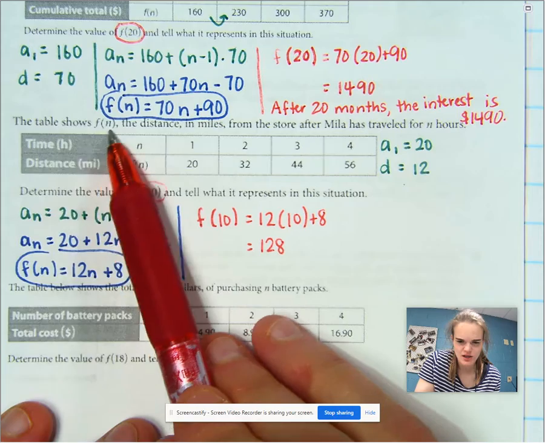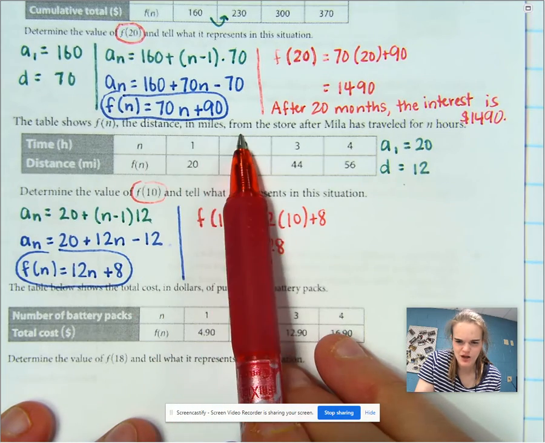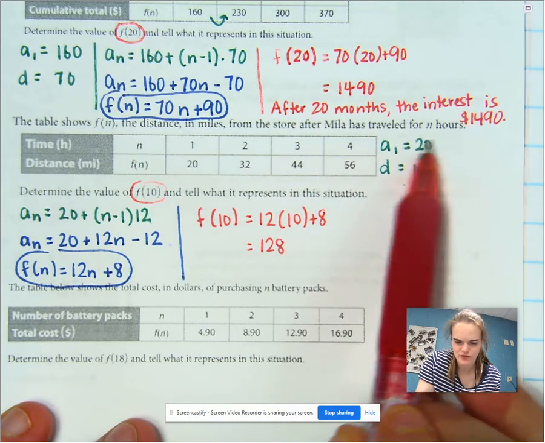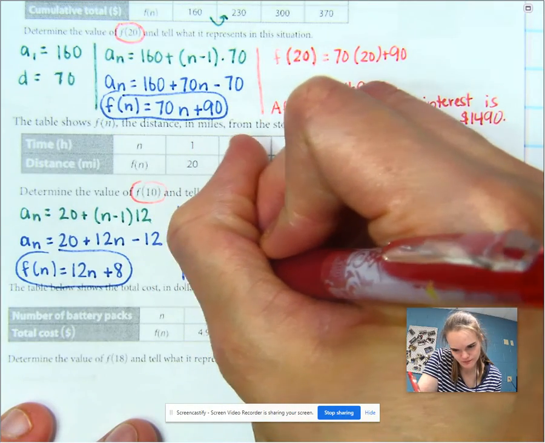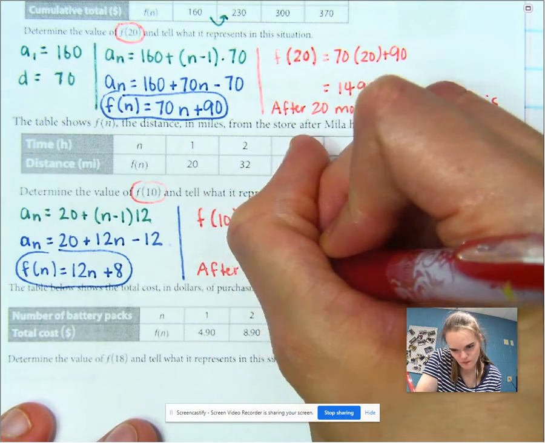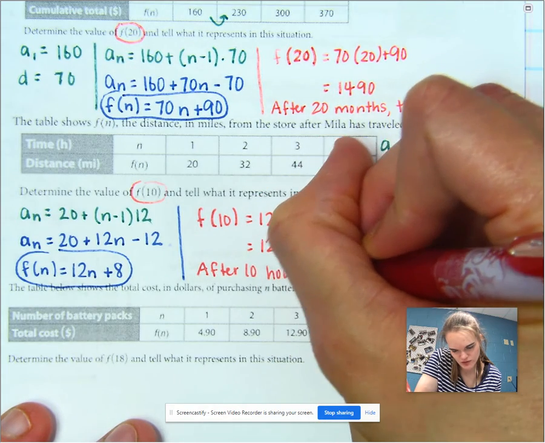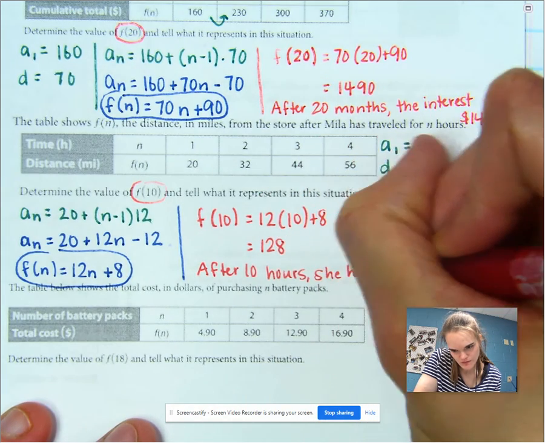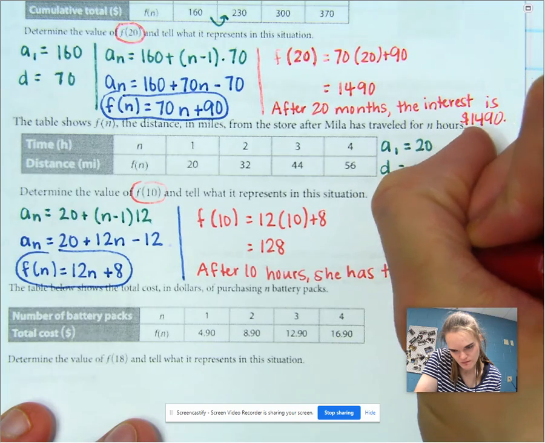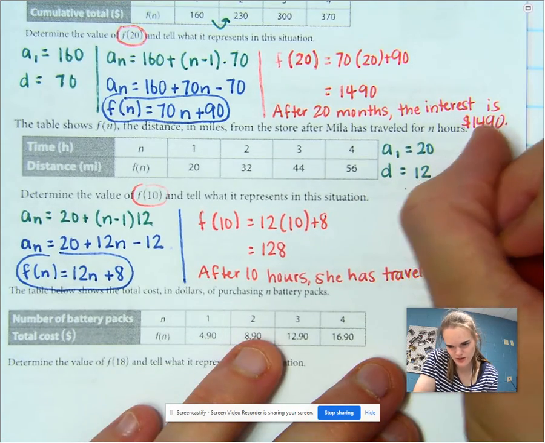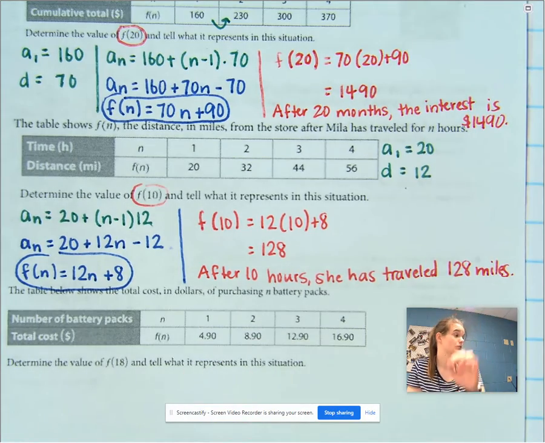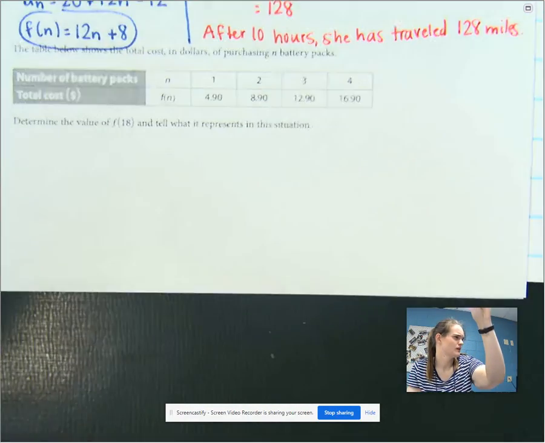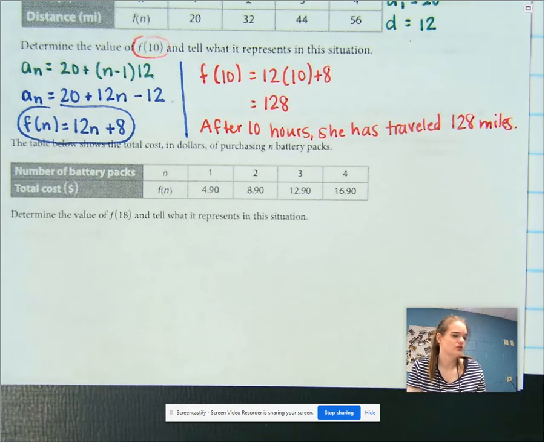Now let's see what that means. The table shows the distance in miles from the store after Mila has traveled for n hours. So after 10 hours, she has traveled 128 miles. I don't know where she's going. That's quite a few miles. All right, pause the video. Try number 3.